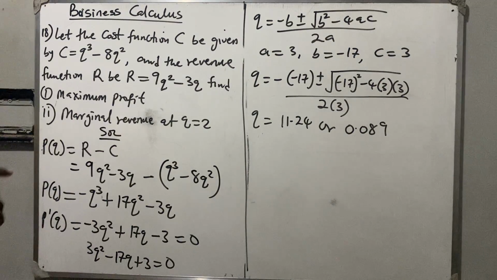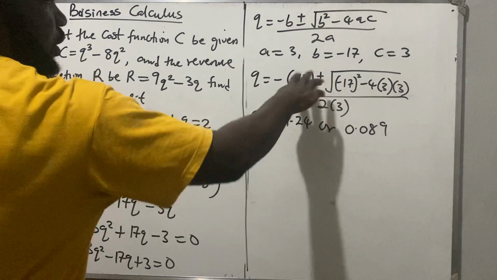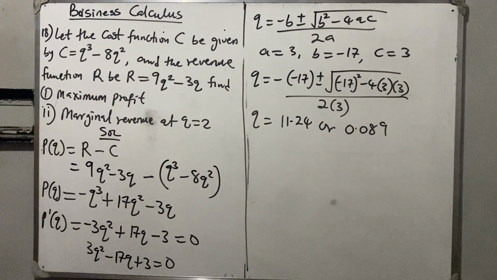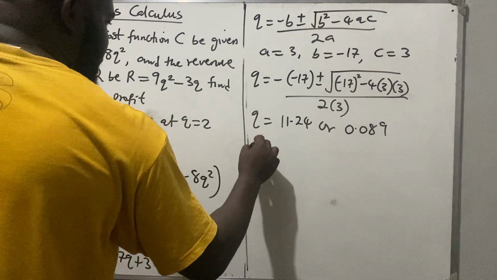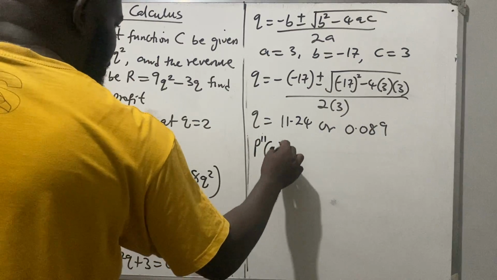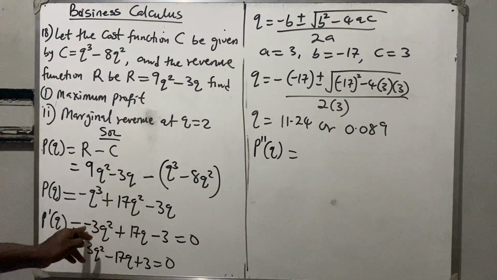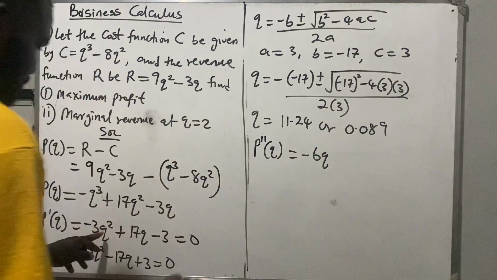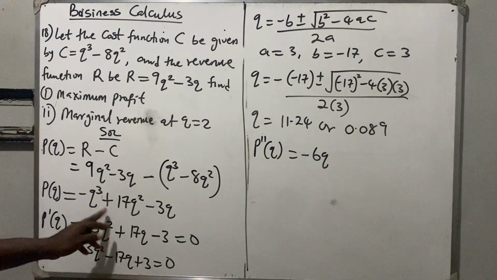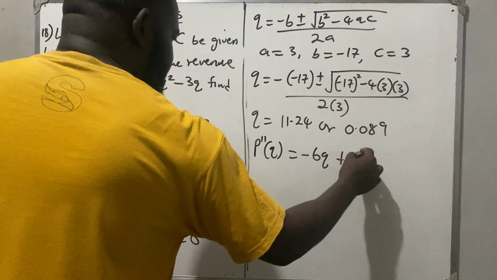Between these two values, we need to check the one that will give us minimum and the one that will give us maximum. So we need to differentiate again. P prime prime of Q, the second derivative, will give you minus 6Q, multiplying by the power and reducing the power, so minus 6Q plus 17.